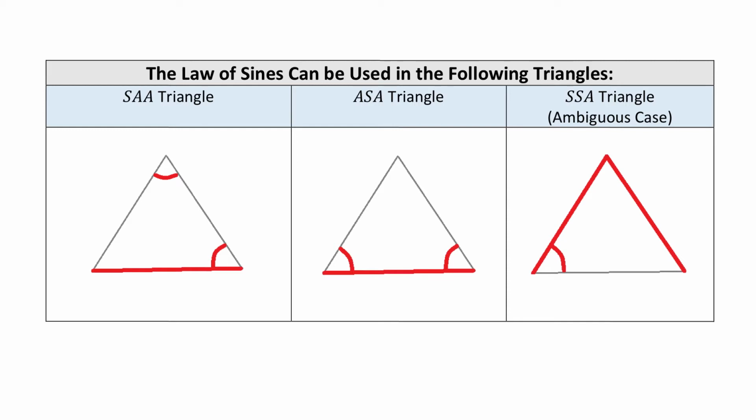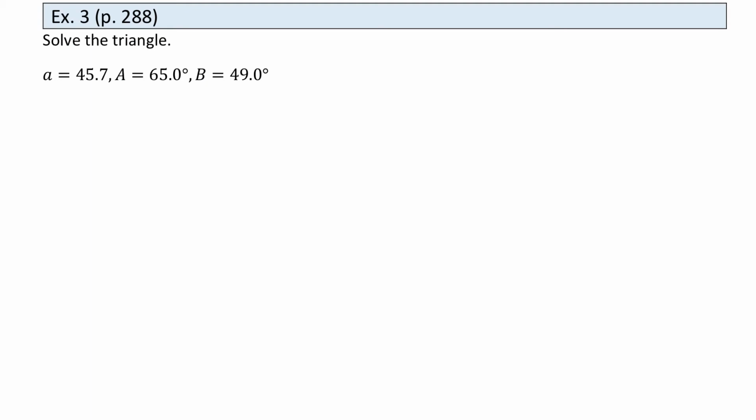Now, let's solve some exercises where we will apply the law of sines to solve oblique triangles. Here we have exercise 3 on page 288. We are given side a, that is 45.7, angle A, that is 65 degrees, and angle B, that is 49 degrees. We are asked to solve this triangle. That means that we will have to find angle C, side b, and side c. Let's start by drawing the triangle. That will help us visualize what we have and what we have to find.